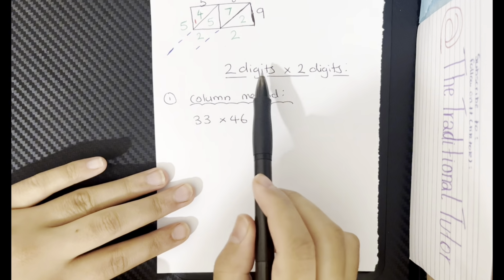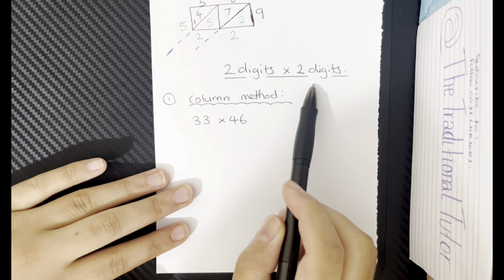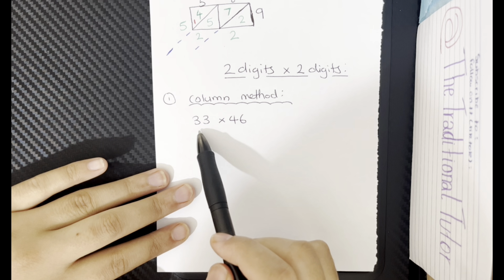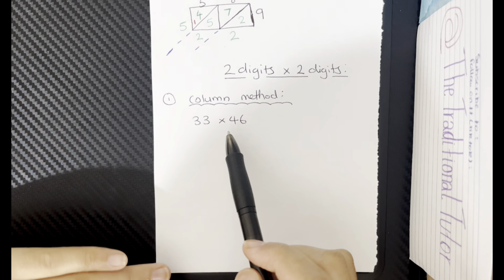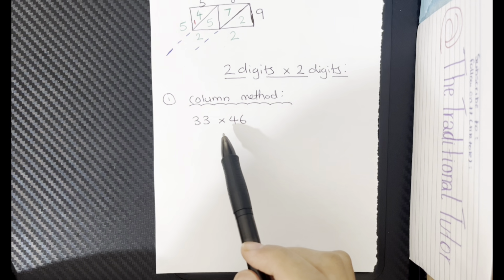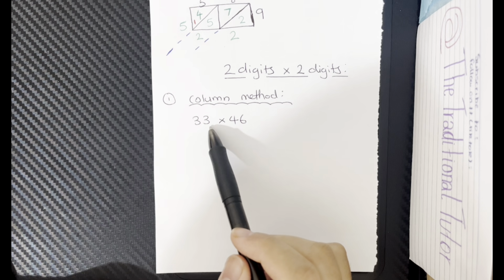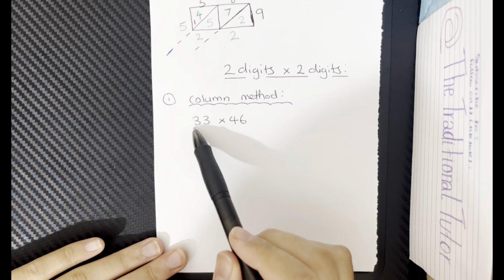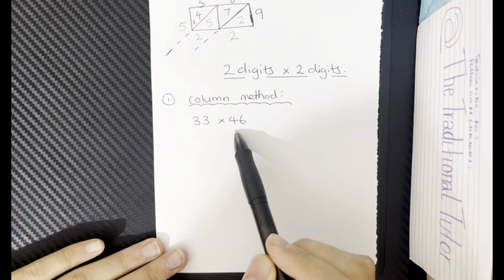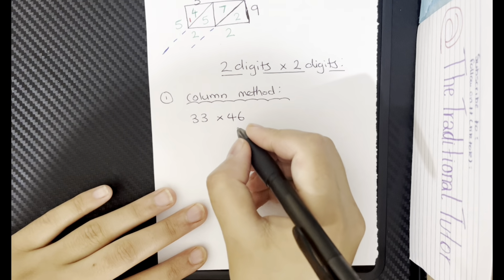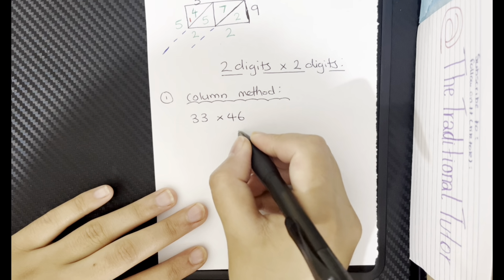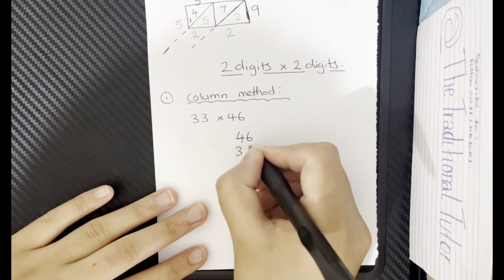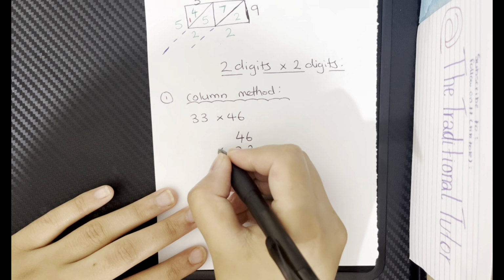Next we're going to look at 2 digits being multiplied by 2 digits. The first method we'll look at is the column method, and that is 33 times by 46. In this example of the column method, it doesn't matter whether you place the smaller number at the bottom or the bigger, because they're both the same size, so they've both got tens and units in them. Just because of the previous example, I'll do the same order. So I'll put the bigger one at the top, 46, because it's numerically bigger, and then the 33 at the bottom, and my multiplication sign goes here.